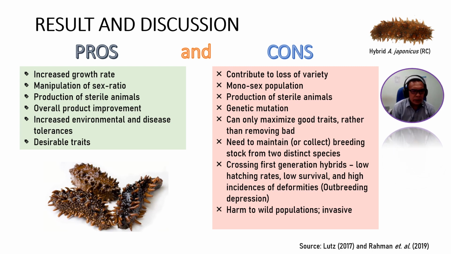Many hybrids can only be produced through induced spawning and artificial fertilization. Thus, a lot of work is involved in both. Last but not least, hybrids tend to become invasive species and are harmful to wild populations.